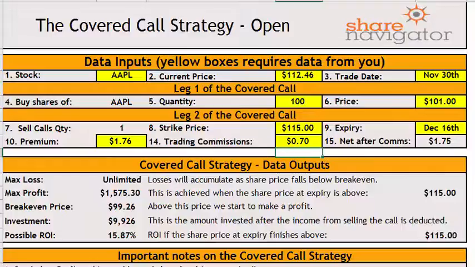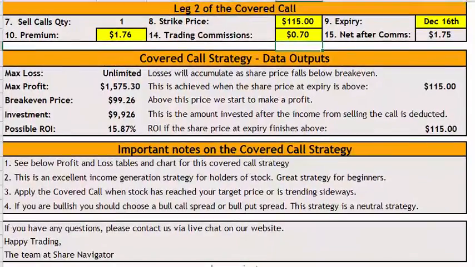So we've put in here some important notes on the trade. First of all, we've created profit and loss tables. So we would encourage you to watch this video through and understand what the profit and loss tables mean. And the second thing to note is this is a really good income generation strategy for people who own stock.